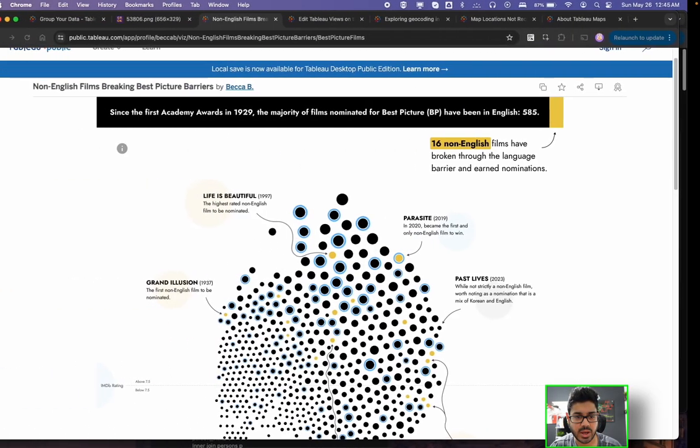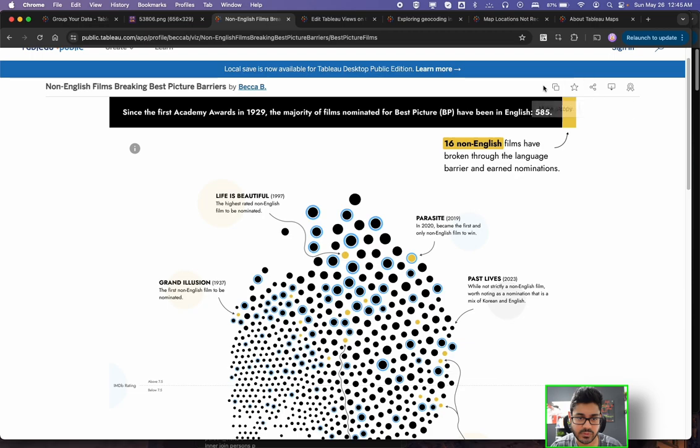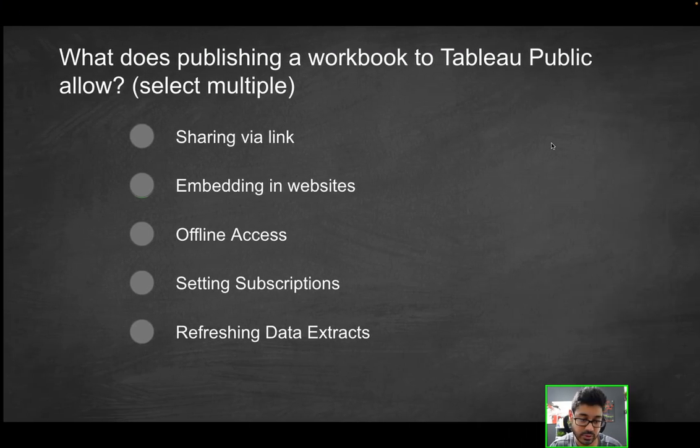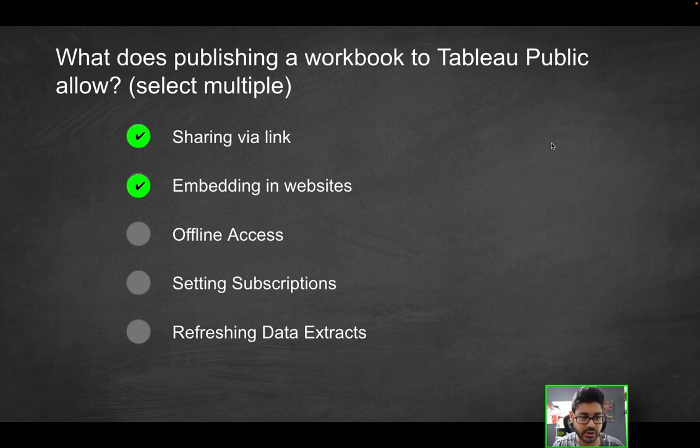And again, there might be an option through edit data. I'd have to check that information, because you are able to edit. If this was your own dashboard, you can edit on the web. But again, there's no sense of right click, refresh extract data as you normally would see on a private Tableau server. So the only correct solutions here are going to be the first two options. You can share via a link and you can embed in a website.